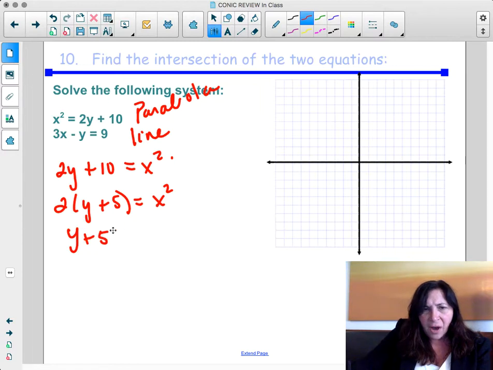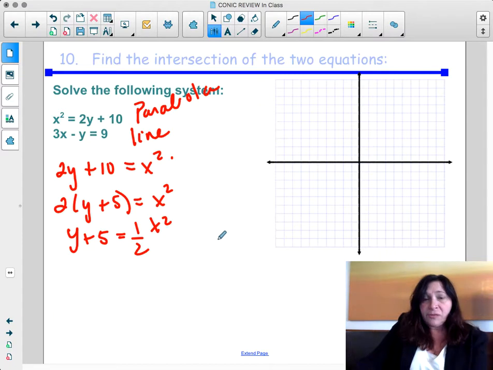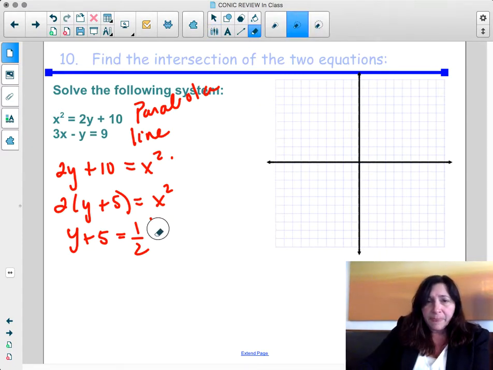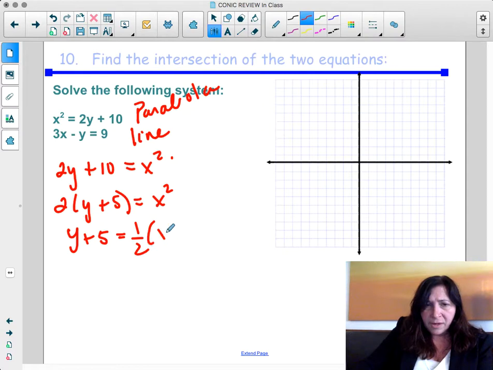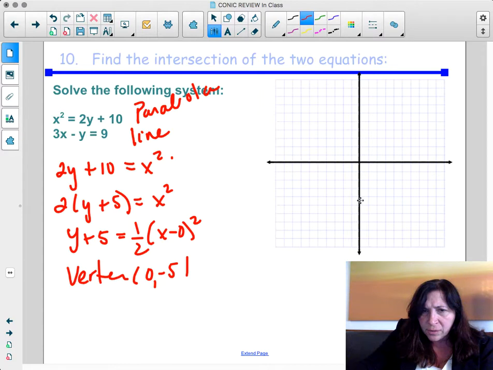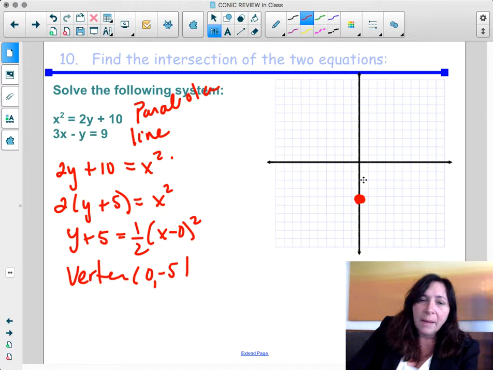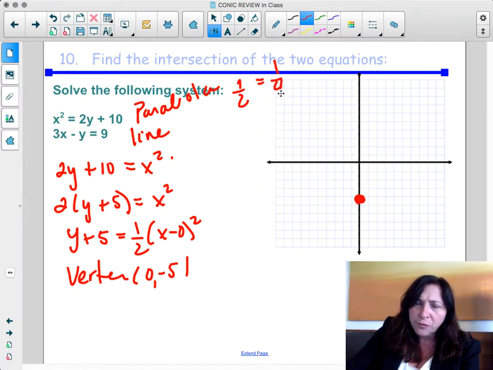So y plus 5 is equal to 1/2 x squared, or 1/2 quantity x minus 0 squared. I like that better. What that's telling me is that this is a parabola that has a vertex at (0, -5). Remember that 1/2 is equal to 1 over 4p. Cross multiply, 4p equals 2. p equals 2/4, or 1/2.